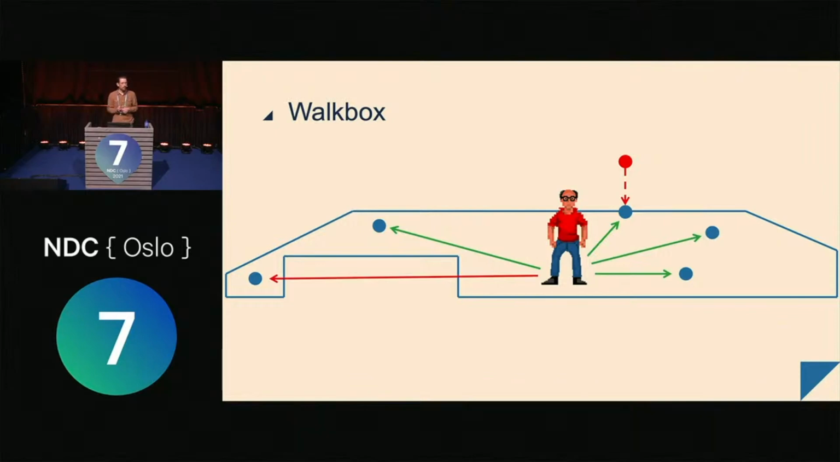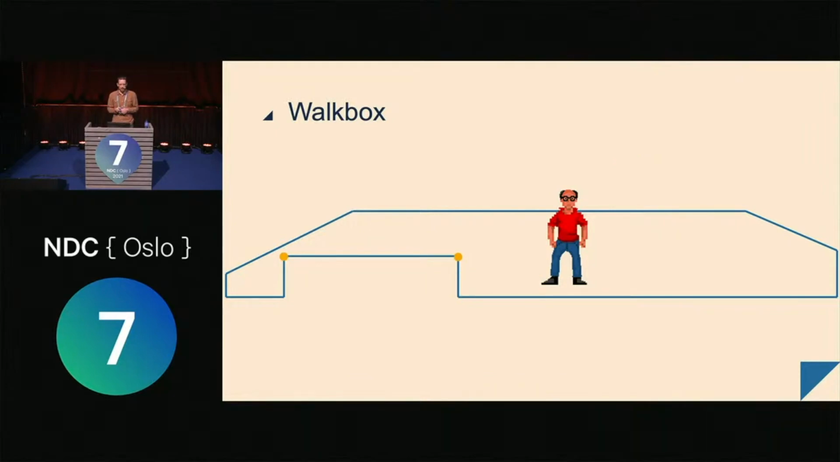And the problem, obviously, is these 2 vertices here. So these are concave vertices in this walkbox polygon. And that basically means they are inward turns. And they make it impossible for all the possible points to be able to see each other directly. So I need to route around them.